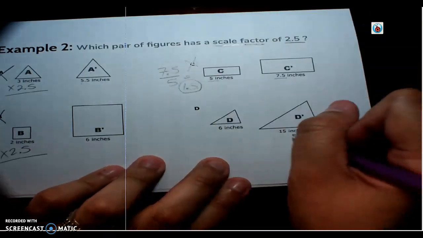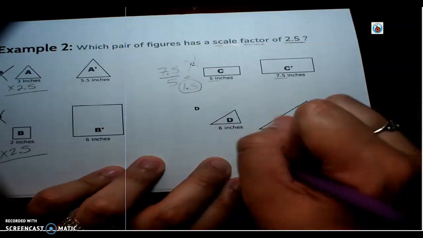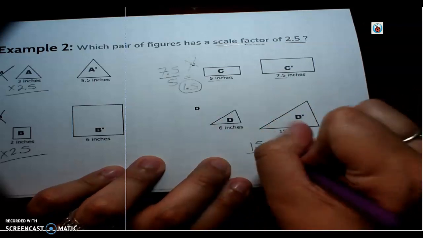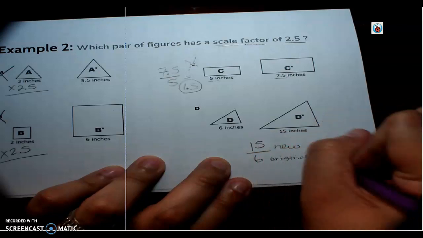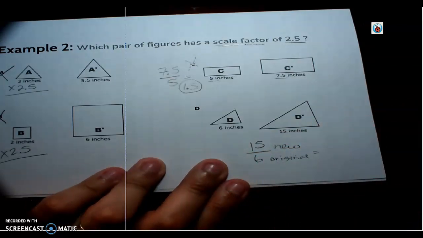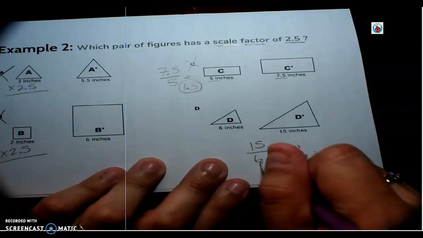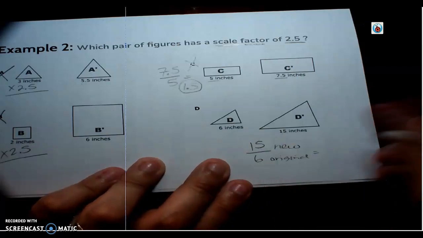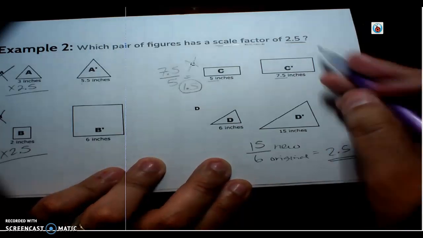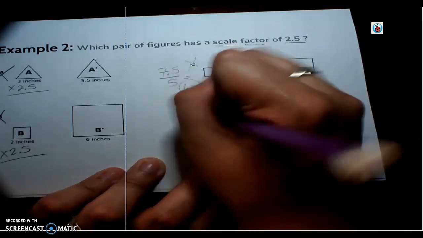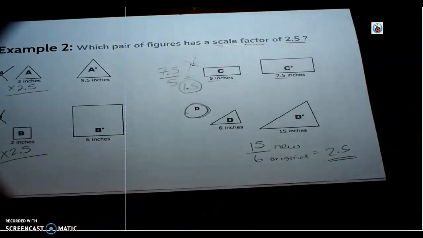We're going to set up the ratio again with the new over the original. So new, 15, and 6 was my original. So again, I'm going to put that into my calculator, 15 divided by 6, because remember a fraction just means dividing. And that does give me 2.5, which is the scale factor that I was looking for. So my correct answer would be answer choice D.